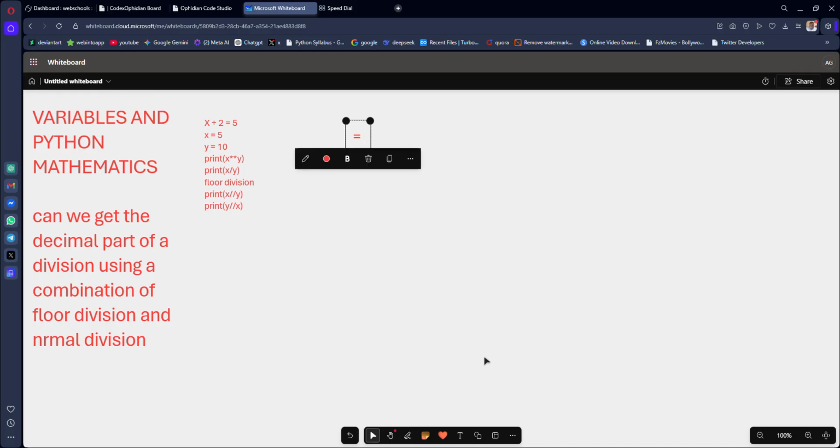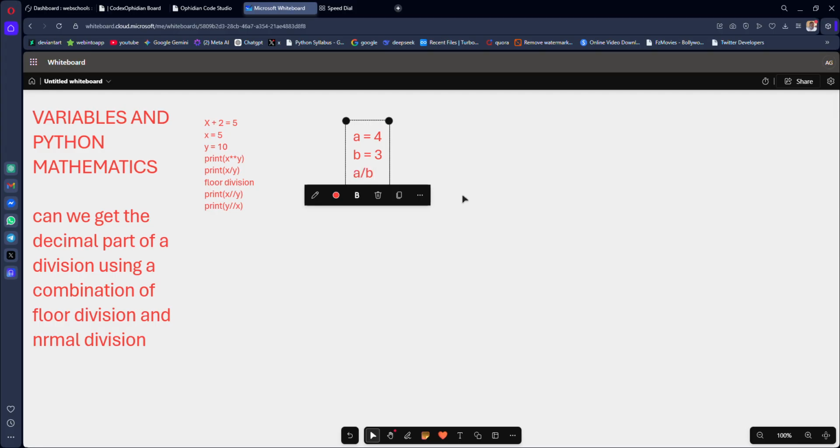Okay. So we have variables like a equals 4, right? Where's my a? I swallowed it. So let me do that. a equals 4. And the next thing we have is b equals 3. And then after that, we get the division first, a over b, and store it in the variable c. So c equals a over b.